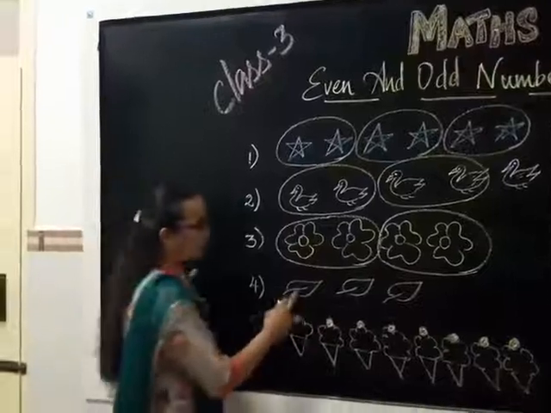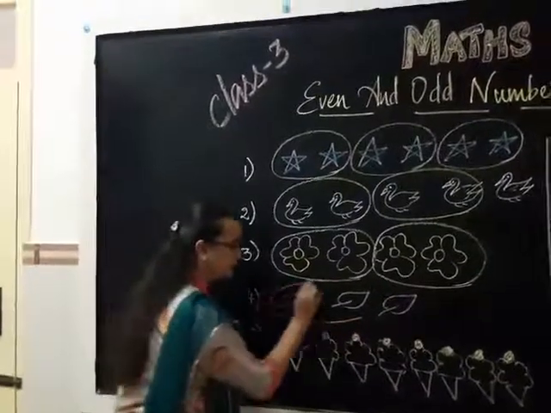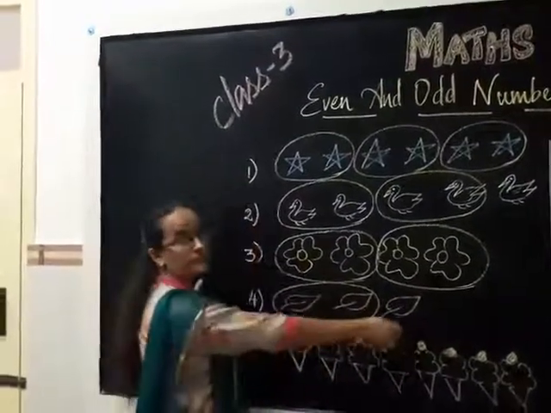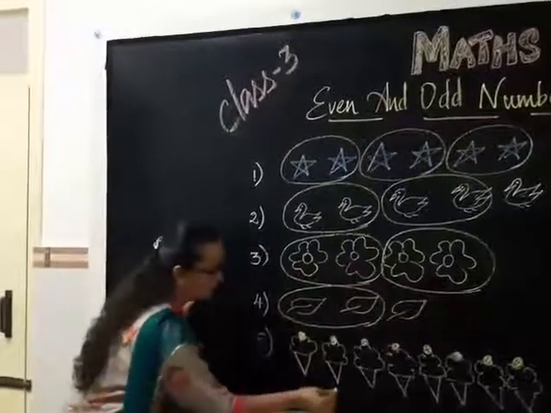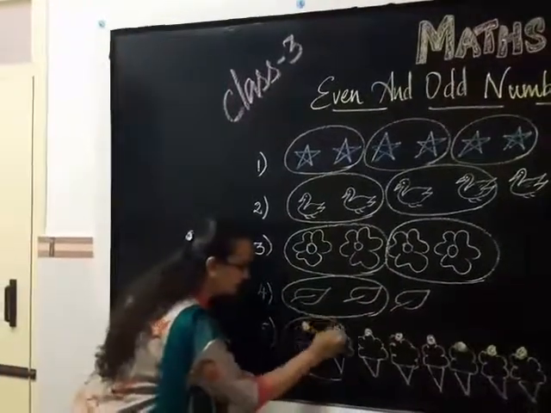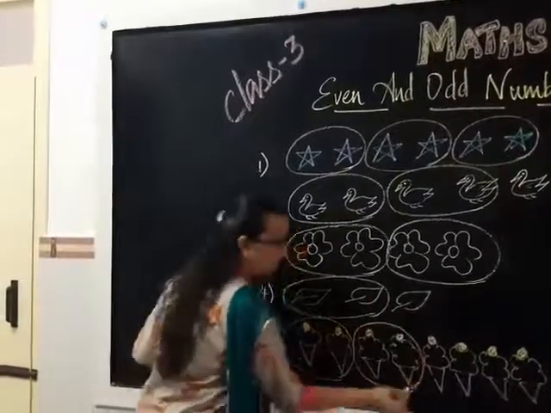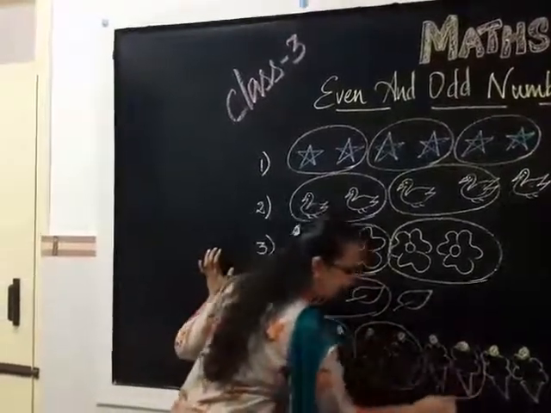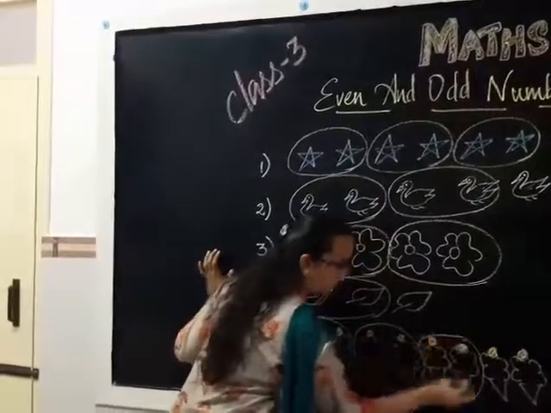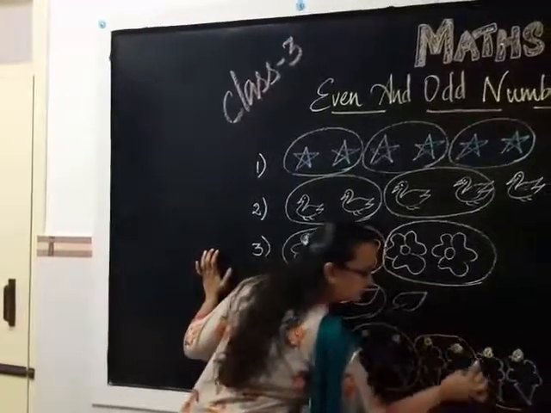Now here 1, 2, circle. Here one is left. Here again 1, 2, 1, 2, 1, 2, 1, 2.